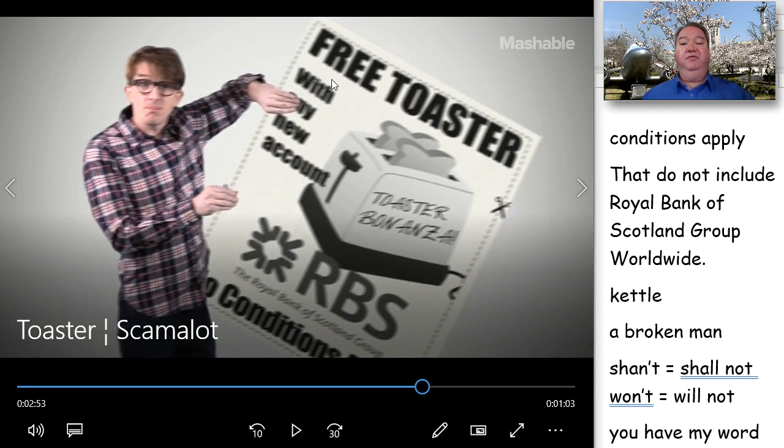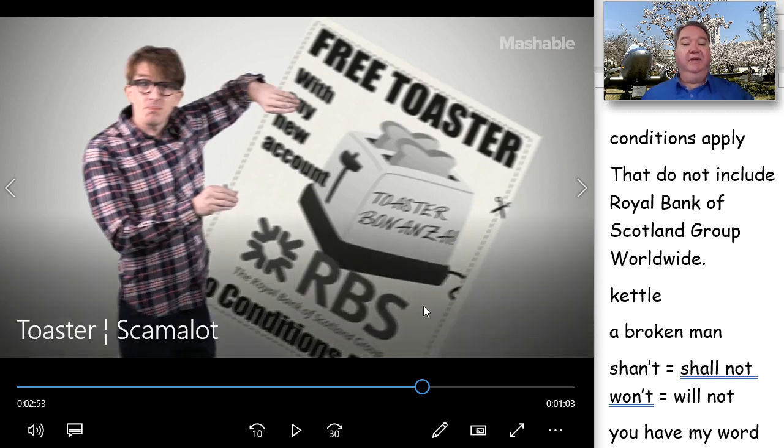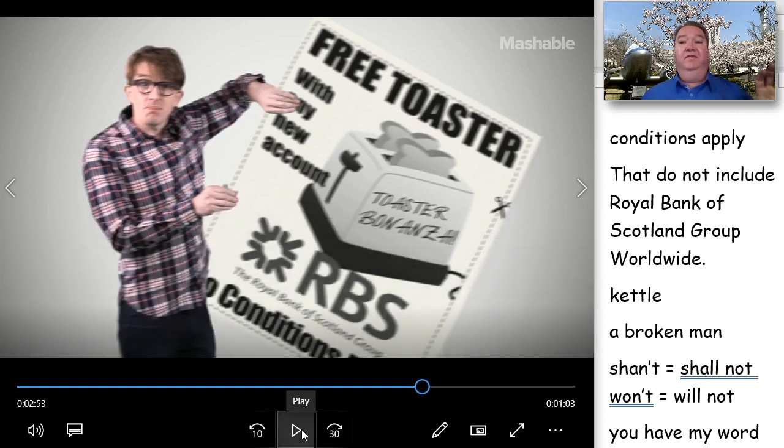Free toaster with any new account. Toaster bonanza. And he used the logo here, RBS, Royal Bank of Scotland. No conditions apply. In another video where James Veitch talks about this, he says he just made this in a photo editing or Photoshop kind of thing. Of course, because this is all fake. The offer of the consignment of diamonds is fake, and James Veitch's ad here is also fake, because he's playing with them. He's wasting their time.